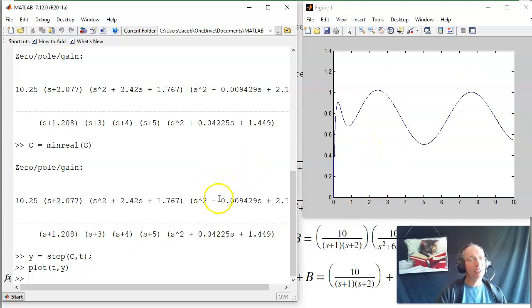Matlab is a real lifesaver for control systems. It's a program we're going to be using over and over in this class. So that's lecture number 10 for ECE 461 Control Systems, Laplace Transform.